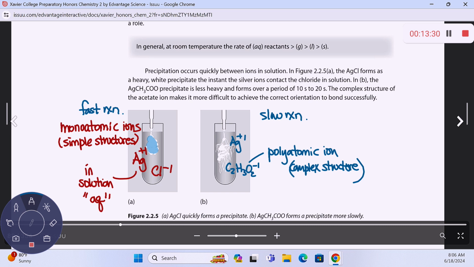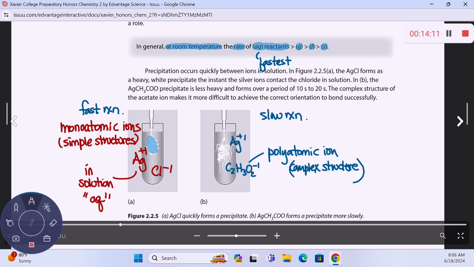Although I compare them and say one is slow and one is fast, simply on the basis of a polyatomic ion versus two monoatomic ions, when you're at room temperature, the rate of a chemical reaction follows this general format. Anytime you have reactants dissolved in water, they tend to be the fastest that react. You would only need to compare the monoatomic and polyatomic ions if they were present, okay? Then after that, gaseous reactions happen second in line, the fastest, and then liquids, and then solids react the slowest, okay?